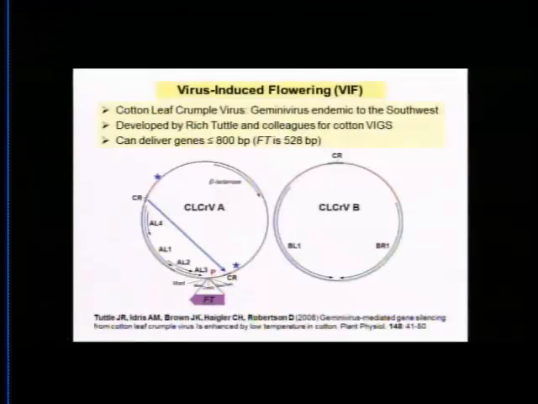Their idea was to put genes in the opposite orientation that they would normally be expressed so that they could silence genes in the cotton plants. We're putting the genes in the correct orientation, so we're using it for gene delivery rather than gene silencing. So does it work? Well, in a nutshell, yes.